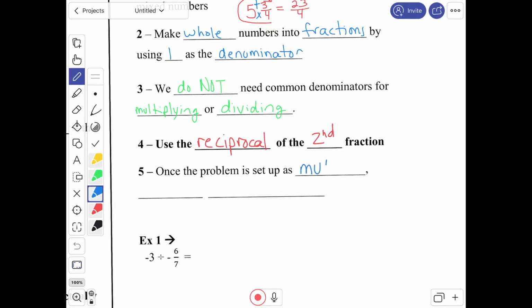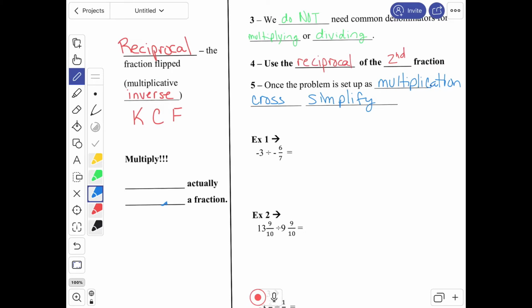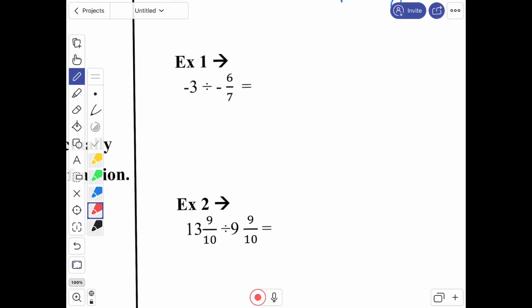And once you have all that set up, you multiply. Once the problem is set up as multiplication, then you cross simplify. Remember, if you cross simplify before you start multiplying, it makes the numbers a little bit smaller. Remember, it's always multiply. We never actually divide a fraction. So let's try example 1.